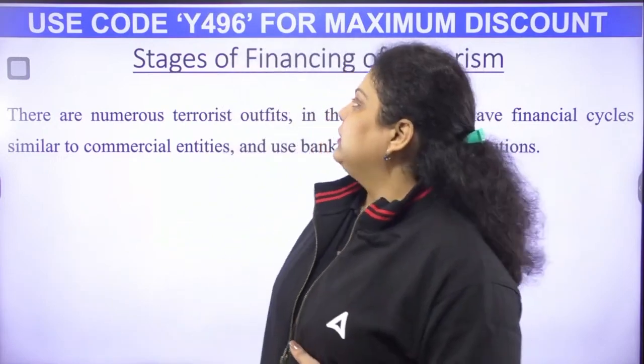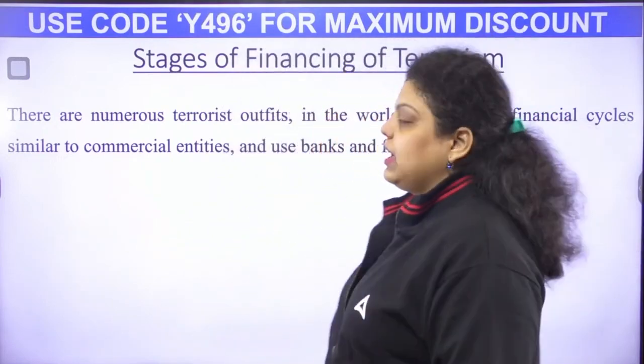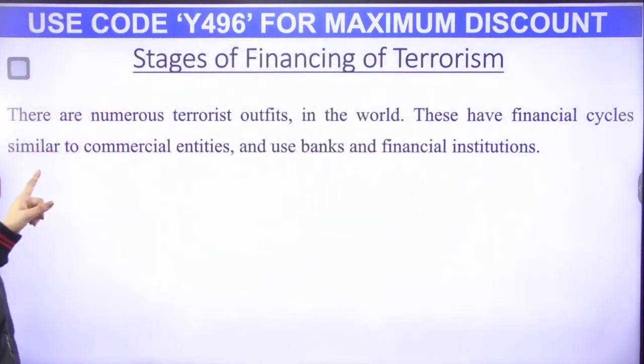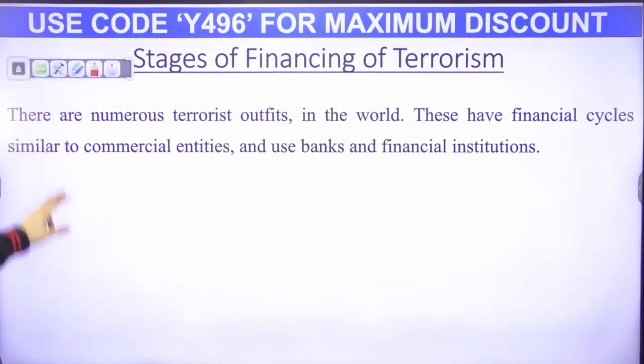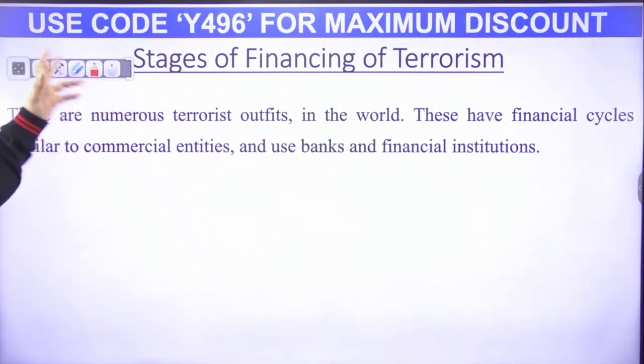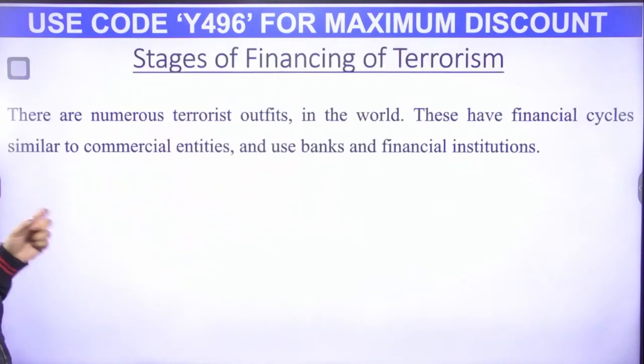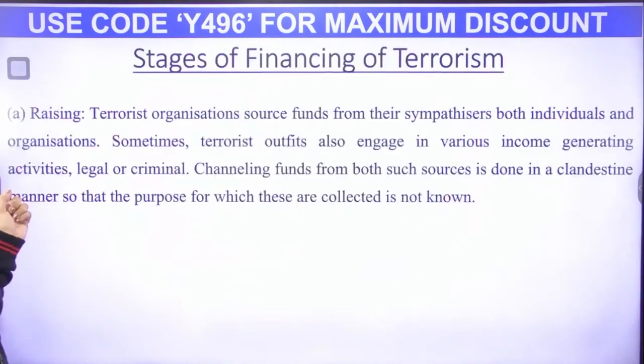Okay, now the stages of financing of terrorism, we have 4 stages here. Do remember, money laundering had 3 stages and the financing of terrorism has 4 steps. There are a lot of terrorist organizations in the world. They have financial cycles similar to commercial entities, and they use the banks and financial institutions to perform them.